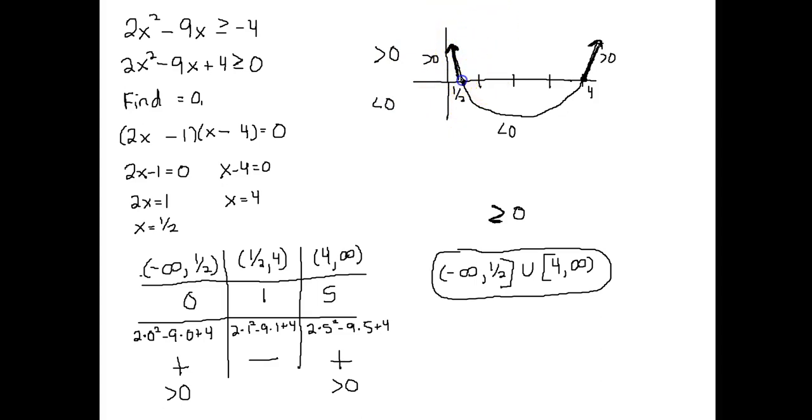But you want your solutions to be written using your x values. So you say from -infinity to 1/2 union 4 to infinity. And then you use the brackets to include because of the equals to sign. So there you go.